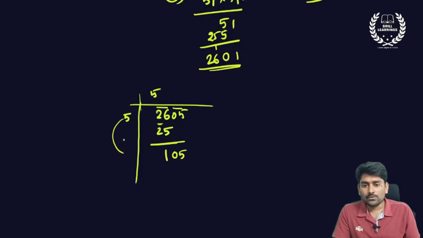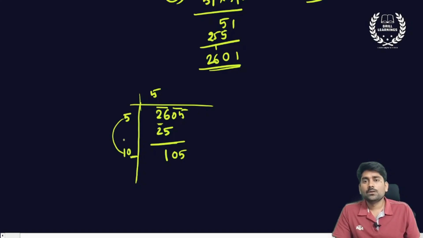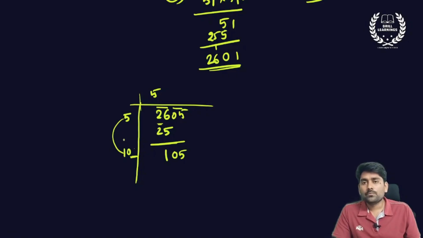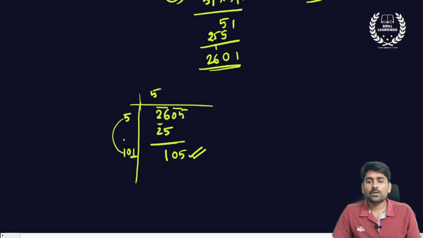Now double the value here, so it will become 10. Keep a vacant place here. Whatever value we put here, that value should be multiplied with the same number, and the resultant value should be less than this value. If I put 2 here, it will become 204, which is greater than 105. That is why I have to put only 1 here. I have to write it here also. So 101 ones are 101, so I am left with 4.